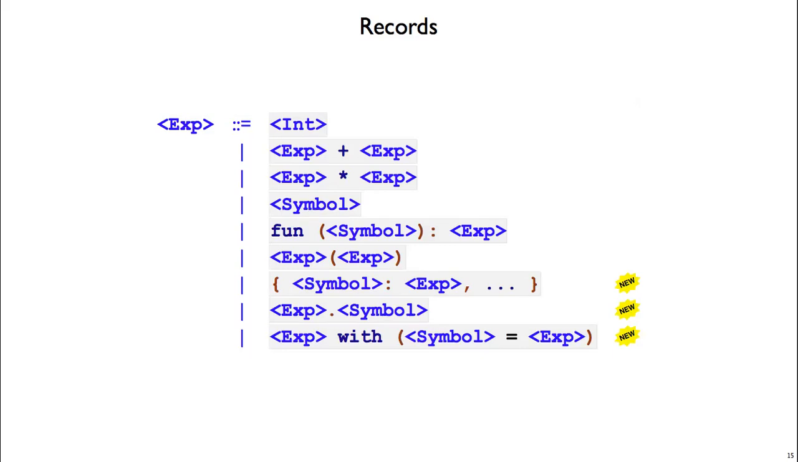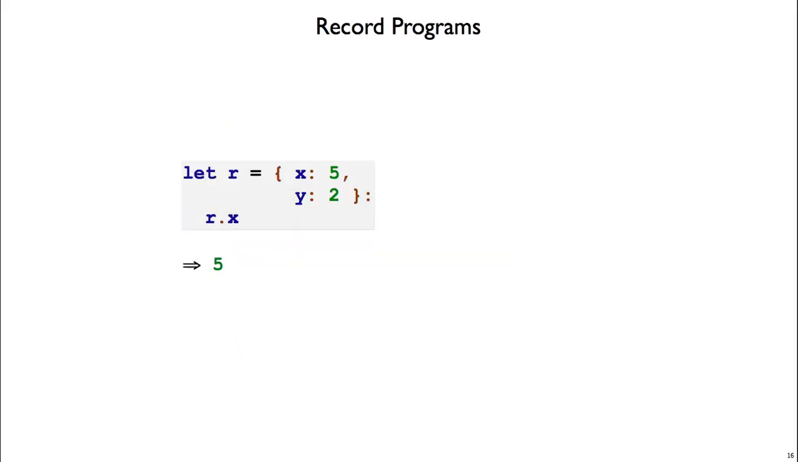Record names must be symbols. They cannot be computed by expressions. Here's a first example using a record. So we create record r, then we access r.x. That gives us back the value of the x field, and that's a 5. r.y, that gives us 2. Since fields are expressions, we can declare y as 1 plus 1, and that gives us the same result.